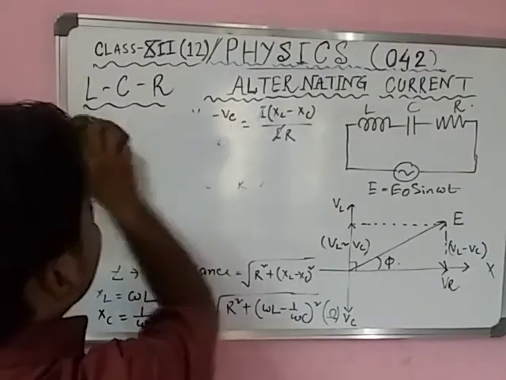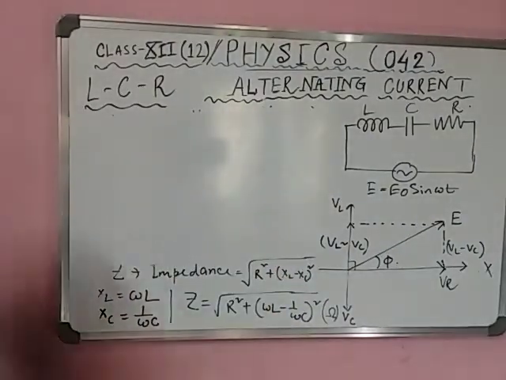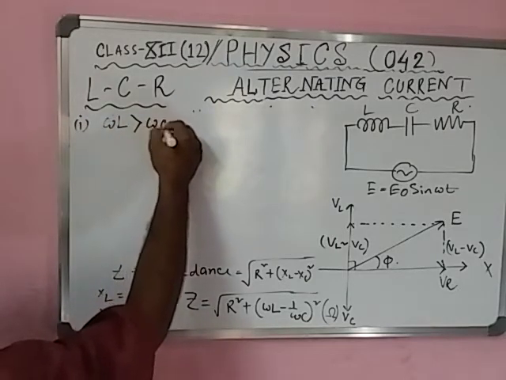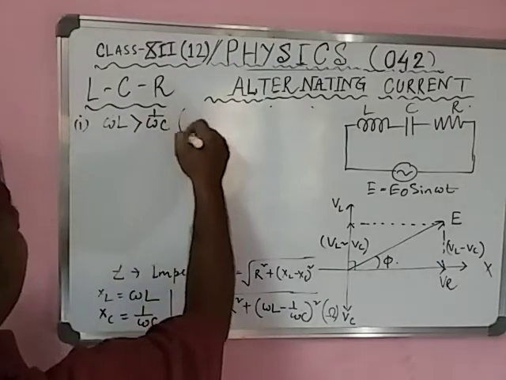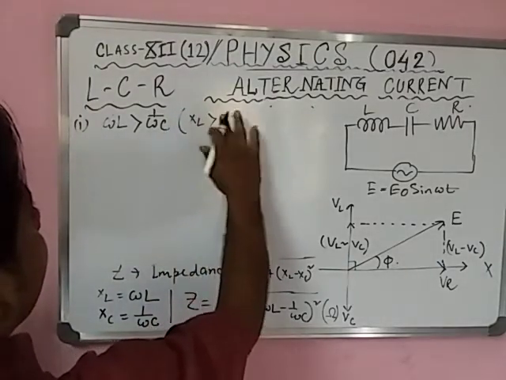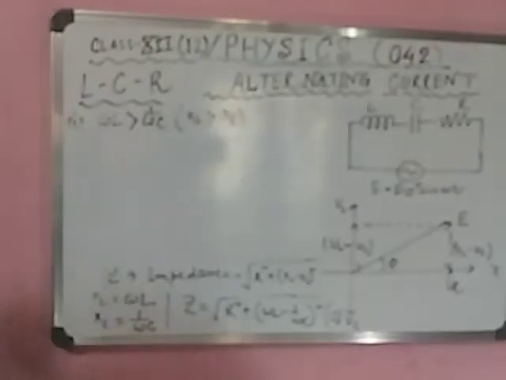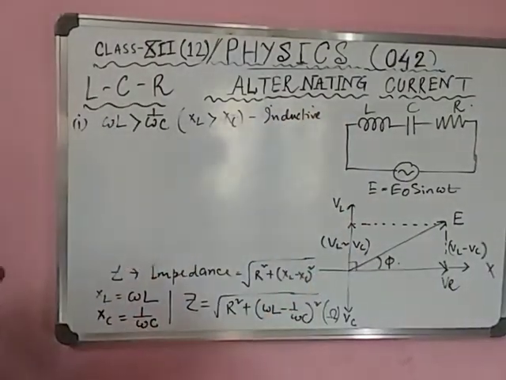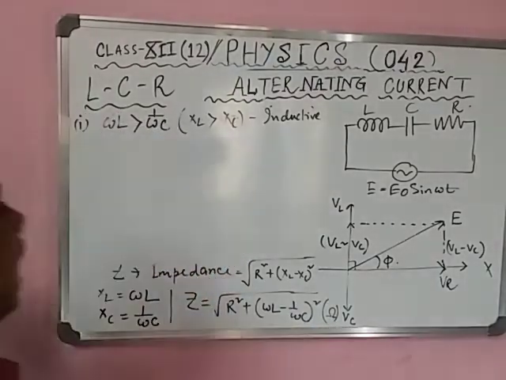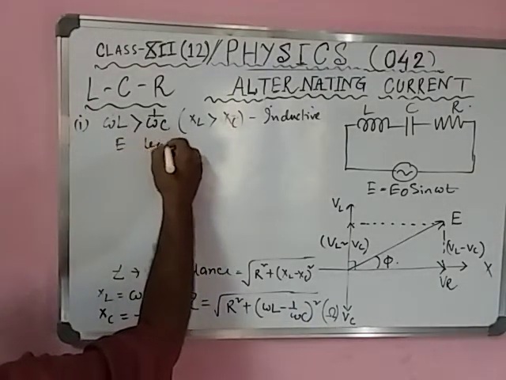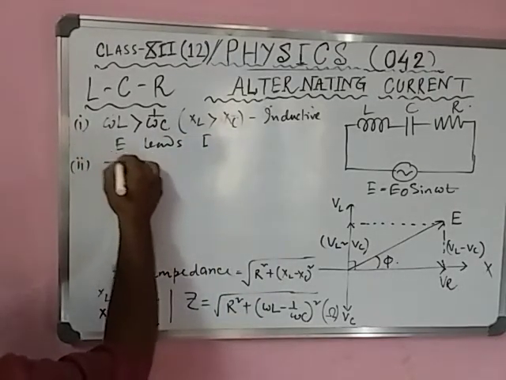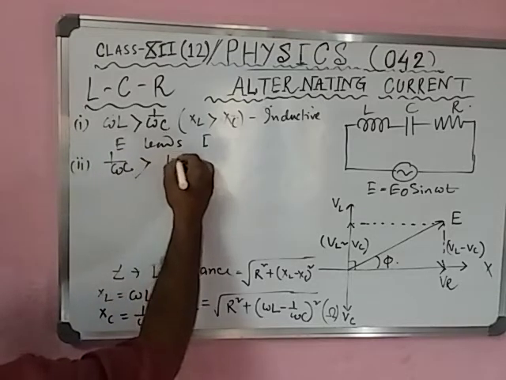Now students, think. Case 1: if omega L is greater than 1 by omega C, then what happened? It means XL is greater than XC. Then the circuit is inductive rather than capacitive. The circuit is inductive. Inductive circuit means E leads I. EMF leads I.